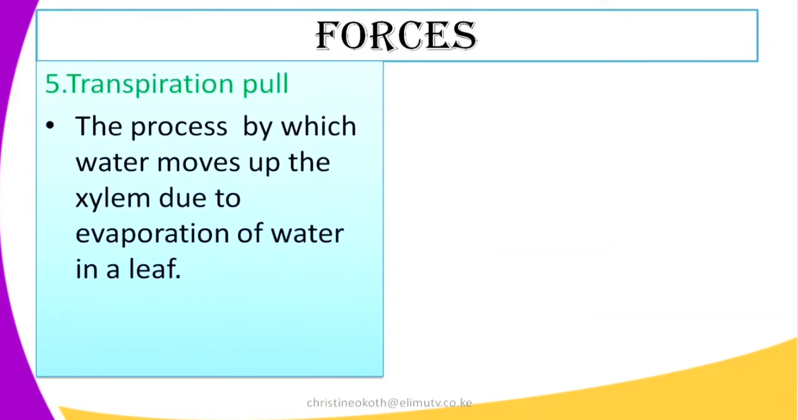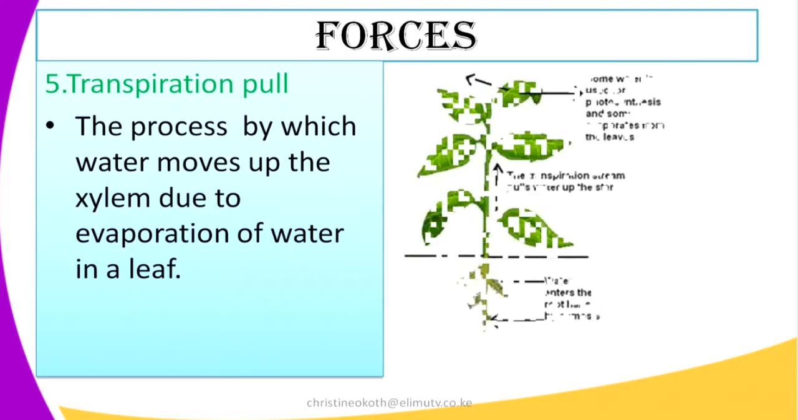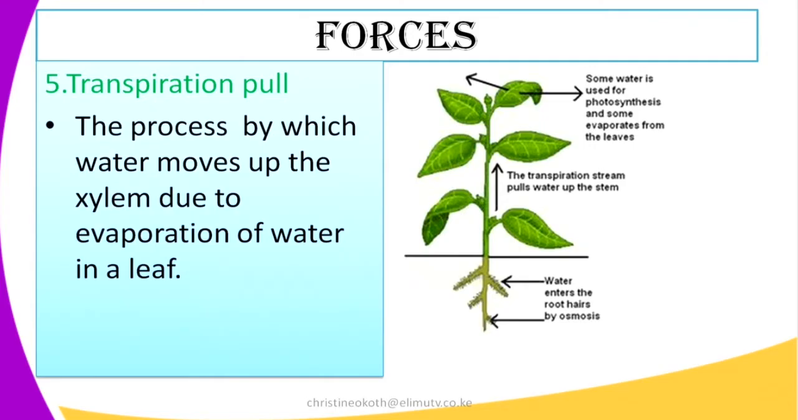The fifth force that helps in the uptake of water is what we call transpiration pull. This is the process by which water moves up the xylem due to evaporation of water from the leaf surface. Looking at our illustration, transpiration pull is just like a cycle of water. Water enters the roots here by the process we call osmosis. Then the transpiration stream pulls water up the stem. The water will be lost either by evaporation or will be used for photosynthesis.